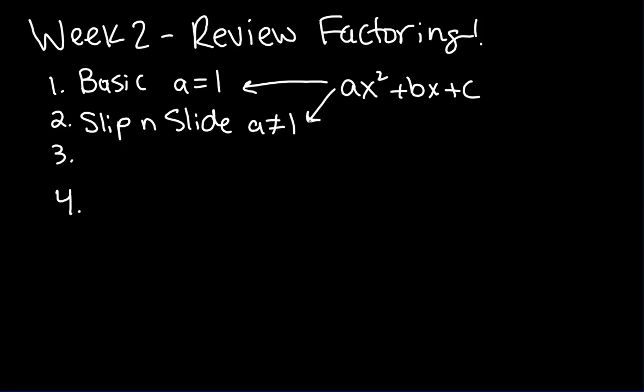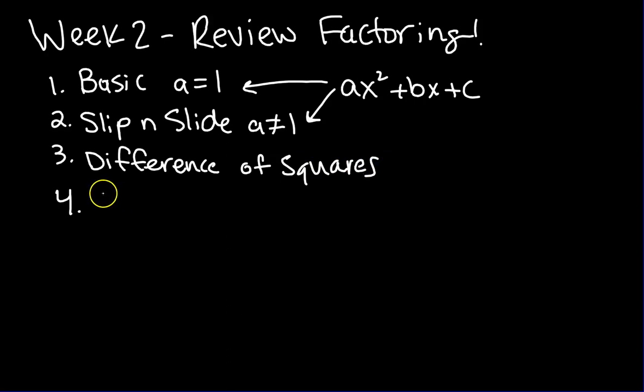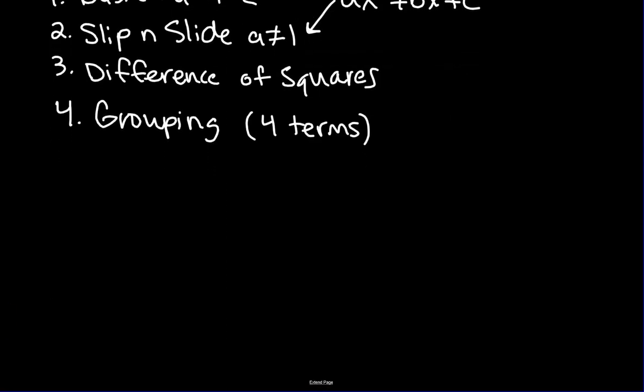The third one was one of our special cases, and it was called difference of squares. Difference means that there was a minus sign in between two perfect squares. And then the fourth one is grouping. This was when we usually had 4 terms to deal with, and we had to split them up in half. So we're going to review all 4 of these. So first thing we're going to review is our basic one.